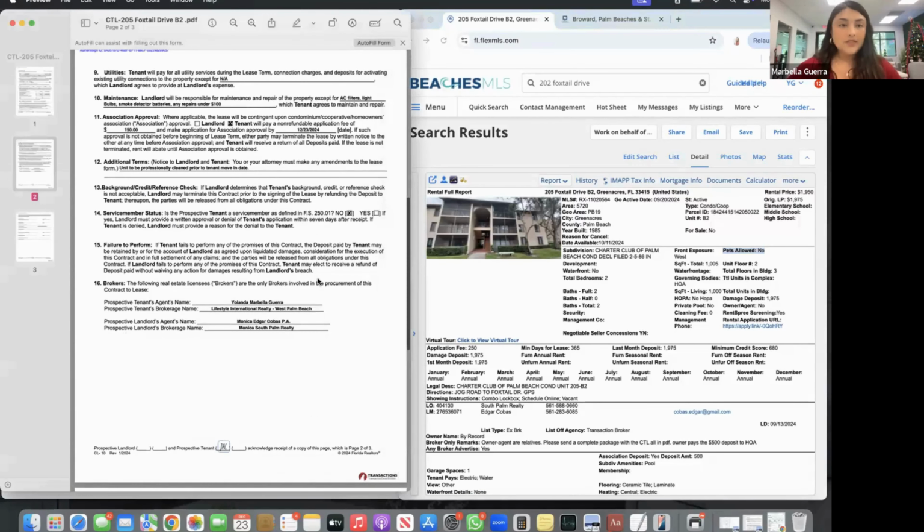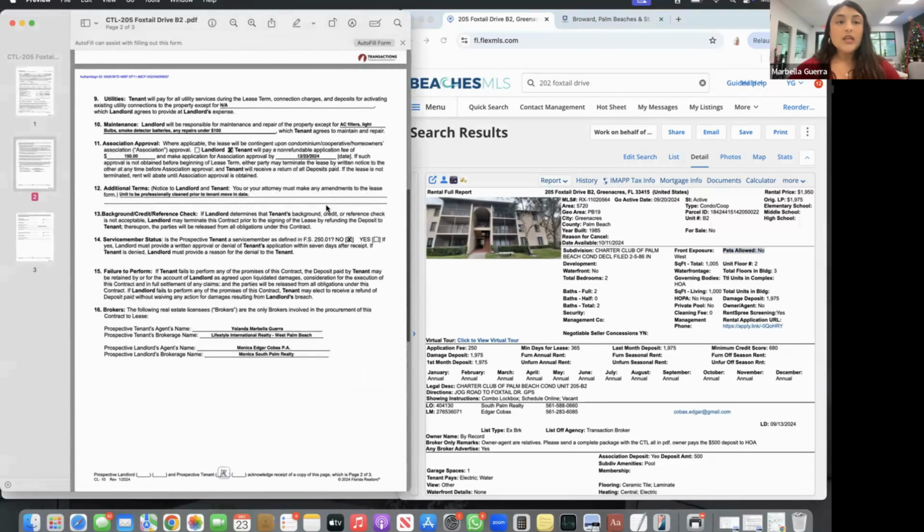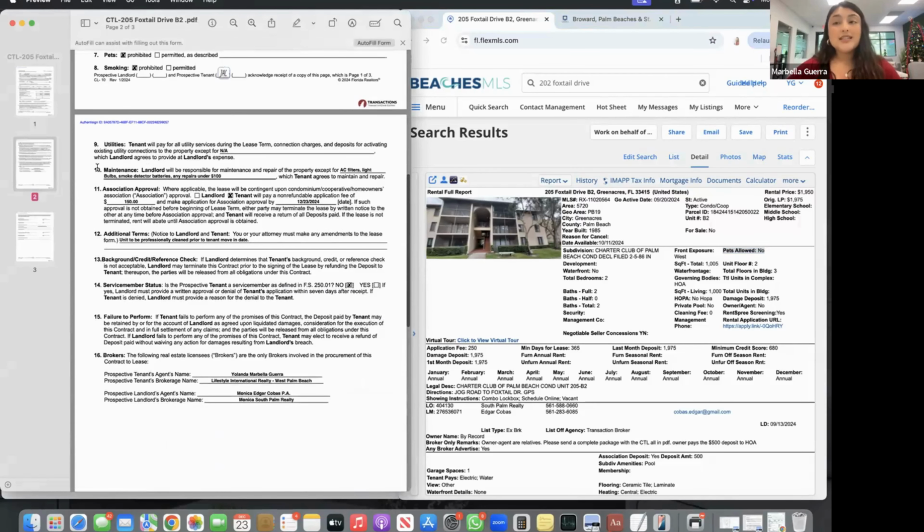Moving on to the second and final page, the rest of the pages are just signatures. Paragraph number 9 is the utility section, where you are going to describe or note whether any utilities are included with the property. So let's read it carefully though, because some people get confused and they put here what is not included, and that's not the case.